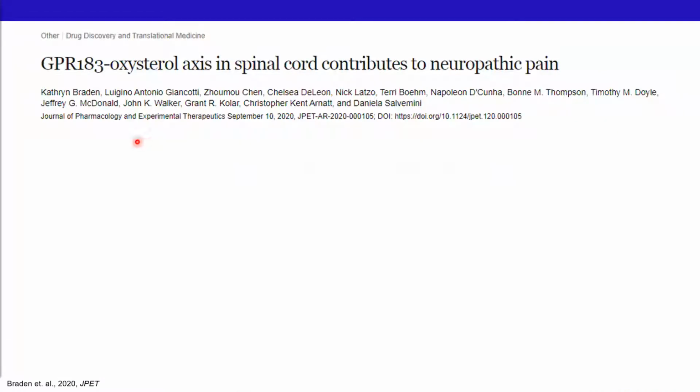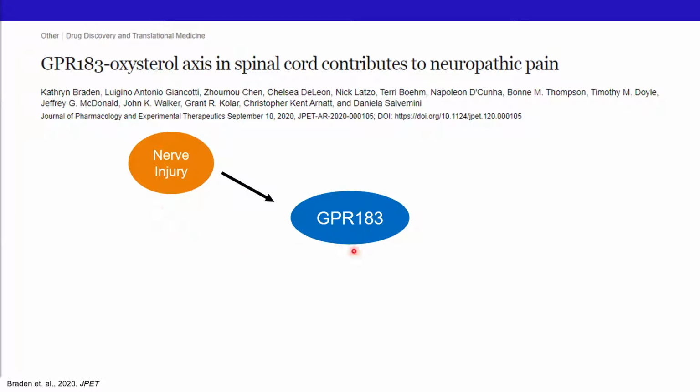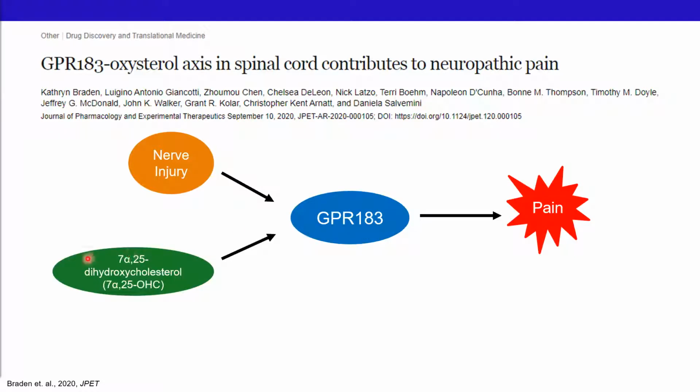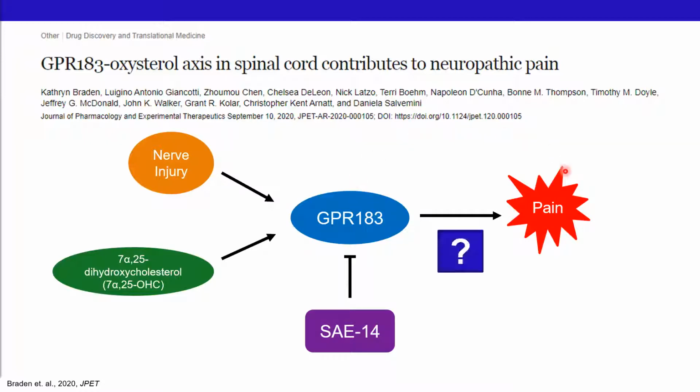This is a follow-up on a recent paper we published showing that GPR183 is a potential therapeutic target for neuropathic pain. In this paper, we found that nerve injury leads to an upregulation of GPR183 in the spinal cord, leading to pain. We also found that direct activation of GPR183 using its oxysterol ligand induced pain in naive animals. And both of these effects were blocked using SA14, a novel GPR183 antagonist that we developed. So this indicates that GPR183 signaling in the spinal cord is contributing to pain states, but how is unknown.